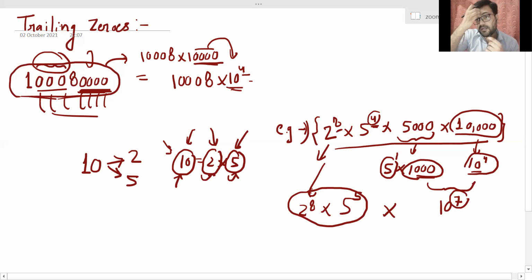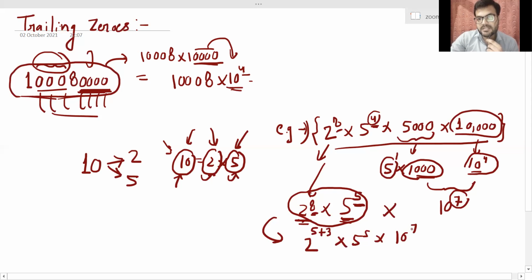If I want to get the total number of 10s with the help of these 2s and these 5s, we have got 8 number of 2s and we have got 5 number of 5s. Okay, so now we will have to break the power of 2 according to the power of 5. The power of 5 is 5. So the power of 2, which is 8, can be broken as 5 plus 3. Fine. Into 5 to the power 5 into 10 raised to the power 7.